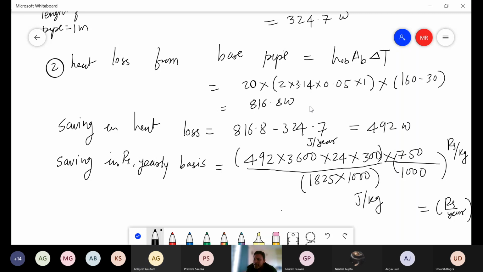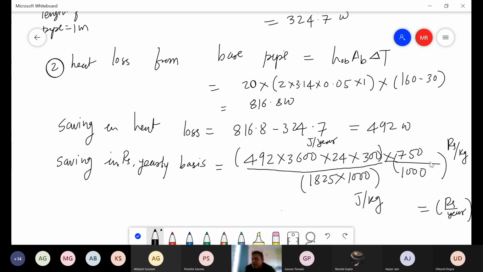So if condensation of this much steam is going to happen, I wanted to find out, if 1 kg of the steam is going to get condensed, how many rupees is that going to cost me? That I can directly obtain as 750 divided by 1000, isn't it? Now the cost of the steam is given as 750 rupees per ton, isn't it?